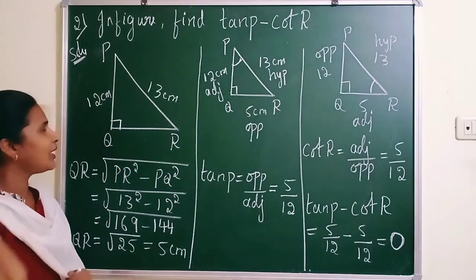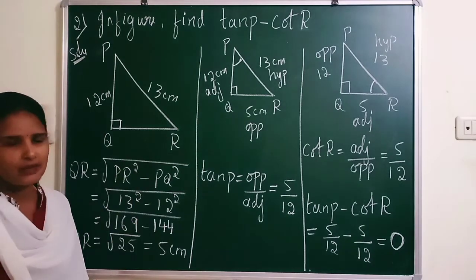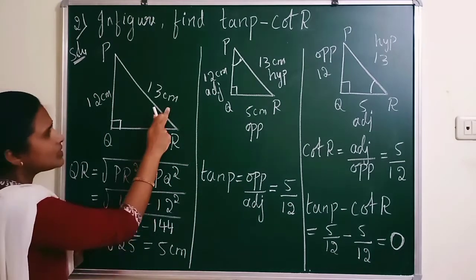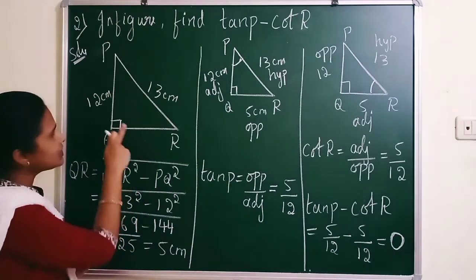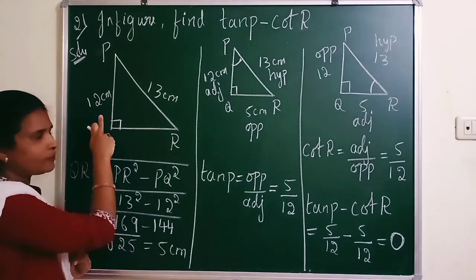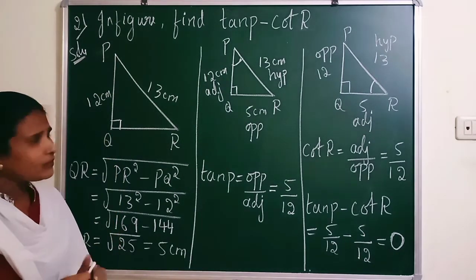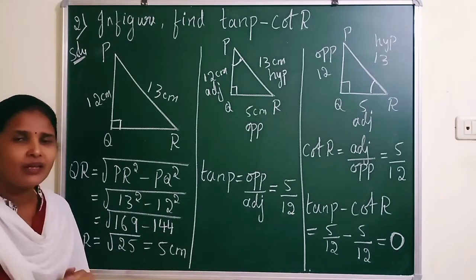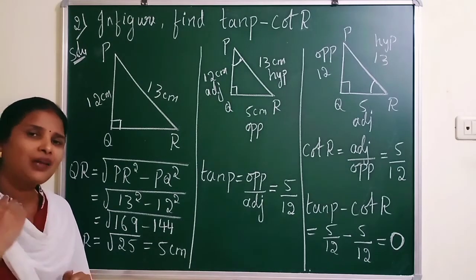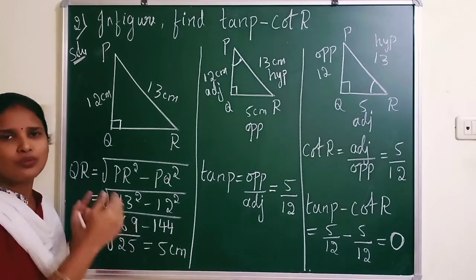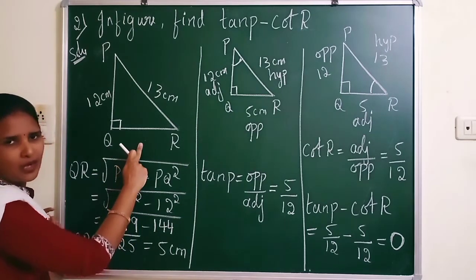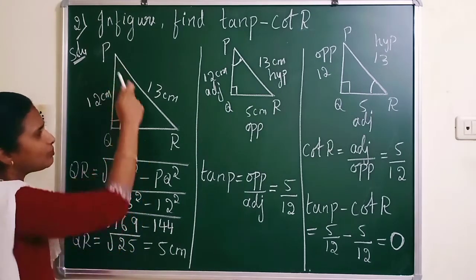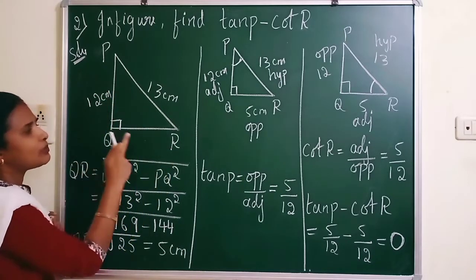Before that, I should find the third side of the right angle triangle. You can see here, this is the hypotenuse, this is the base and this is the perpendicular height. Whenever you find any missing side of a right angle triangle, try to use the formula directly. Don't waste 2 to 3 steps. So here I want QR. So what you people will do, first you write PR square equals PQ square plus QR square.